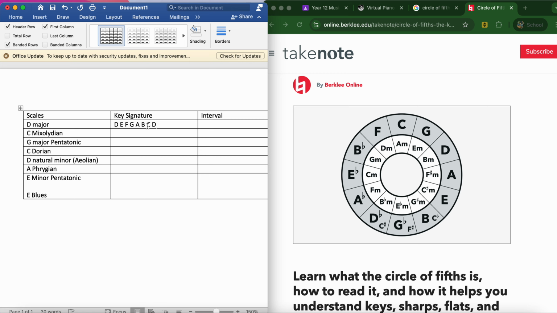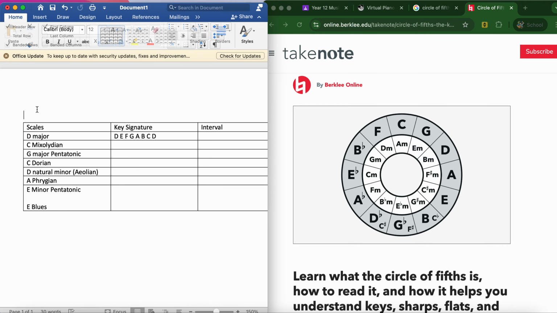D, E, F, G, A, B, C, D. So that is the musical alphabet. So let me go back a step and say that is the musical alphabet. A, B, C, D, E, F, G, A. So to write the musical alphabet from D, we would just do the same pattern, but we'd go D to D rather than A to A.